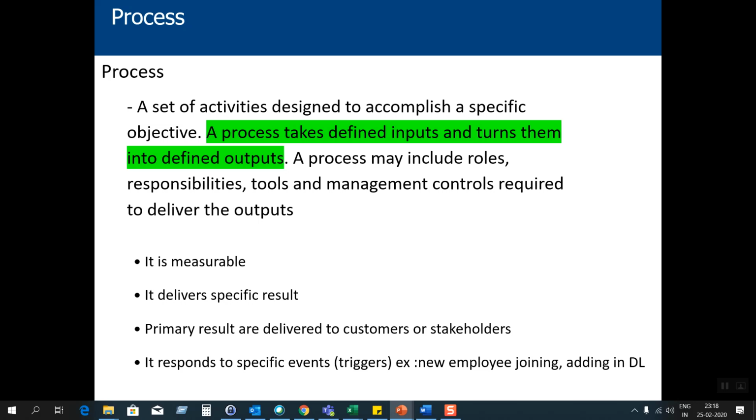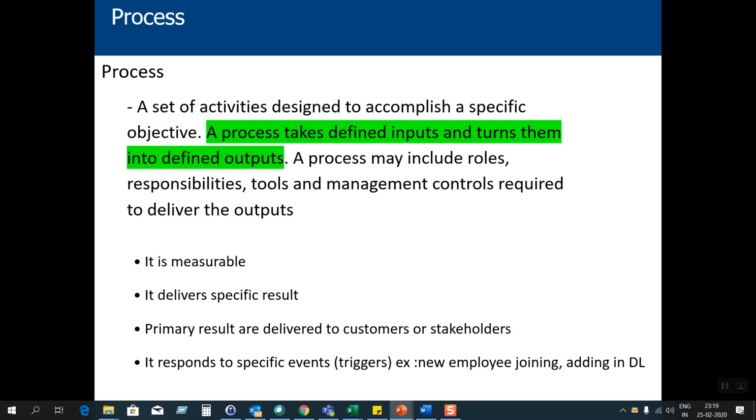If the request is approved, you will be added into the DL. If the request is rejected, you will not be added, which means that the output would be either you will be added or not added. So it is measurable, and this process has a defined input and a defined output. So again, technically, what is a process? A set of activities designed to accomplish a specific objective. A process takes defined input and turns it into defined output.